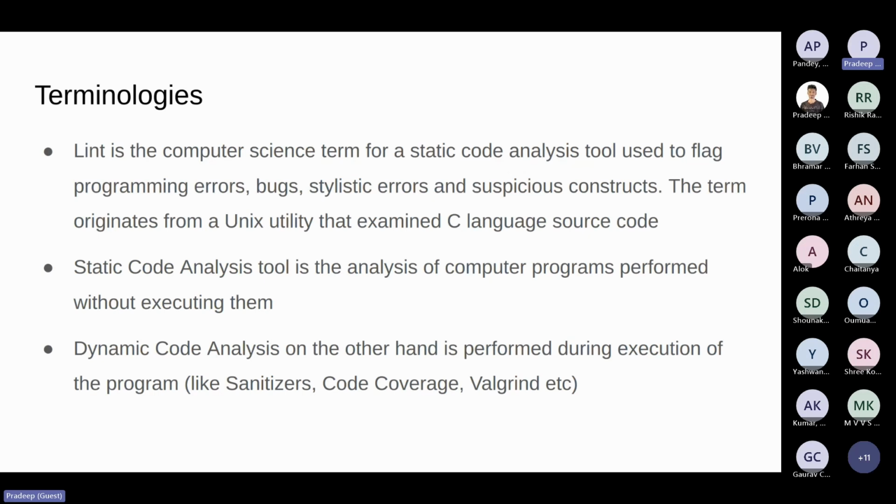Static code analysis is analysis of computer programs performed without executing them. So you try to deduce some sort of property from the code without running it, and sometimes you try to predict some part of the execution flow from just statically looking at it. Dynamic code analysis, on the other hand, is performed during execution of a program. So you do analysis while the program is executing.